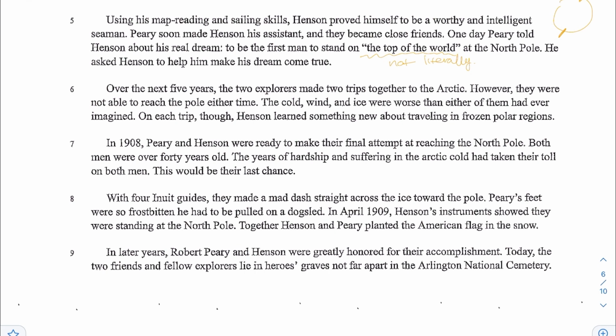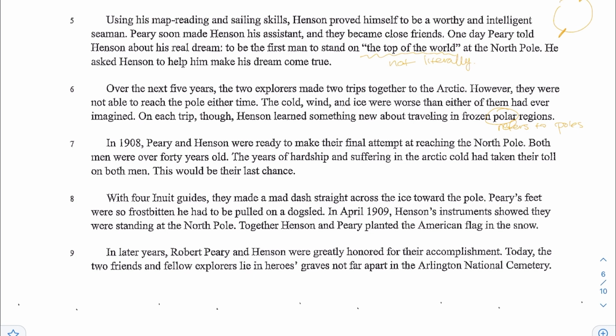Next, for paragraph 6, over the next 5 years, the 2 explorers made 2 trips together to the Arctic. However, they were not able to reach the pole either time. The cold, the wind, the ice were worse than either of them had ever imagined. On each trip, though, Henson learned something new about traveling in frozen polar regions. So polar here refers to the poles, the North and the South Pole.